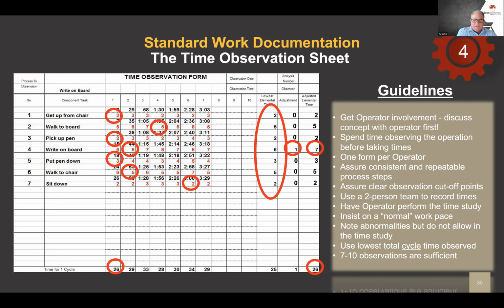Well, Mark, that's not fair. Why are you using 26? Why don't you average them? Well, first of all, I never observed an average. Second of all, if there are no abnormalities in that 26 seconds, that was the one best way observed and I want to set my standard to hitting that all the time.